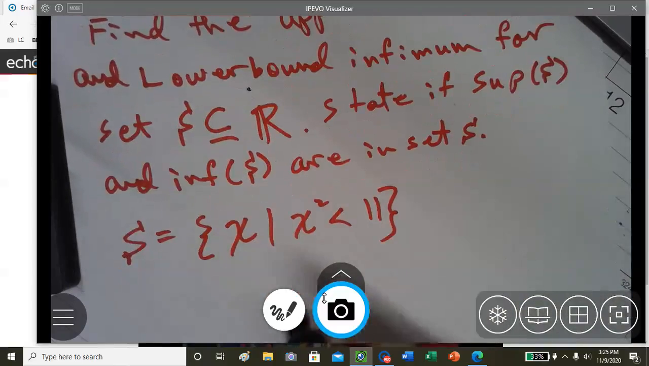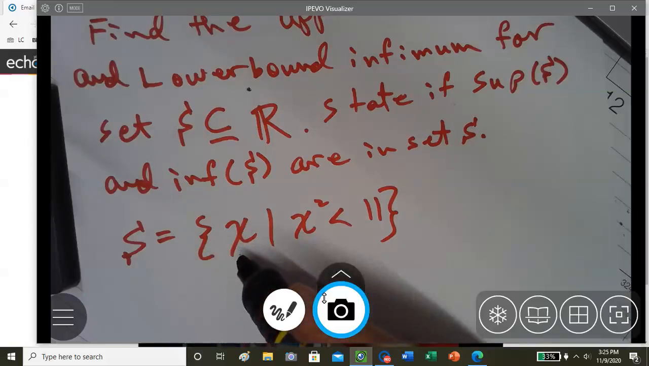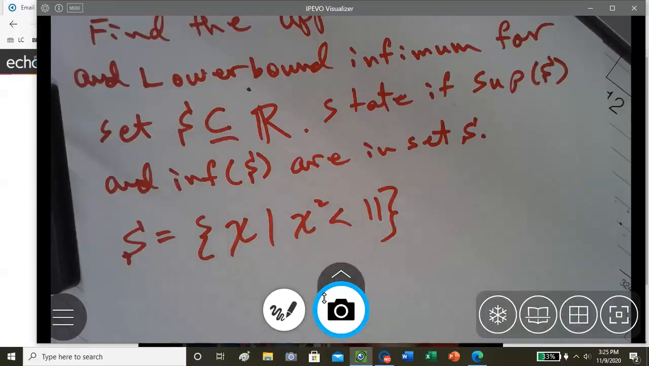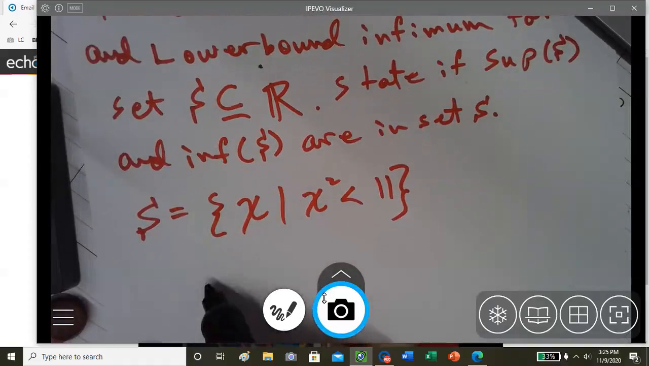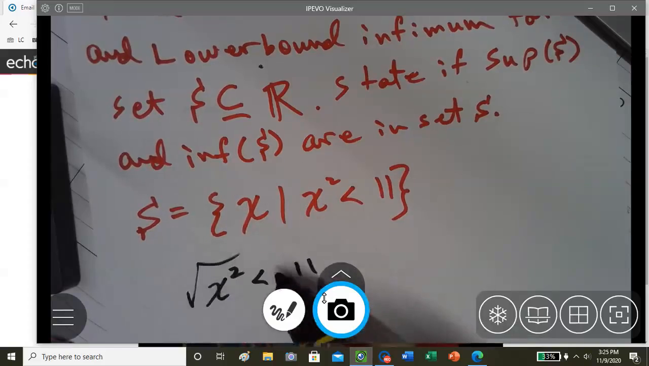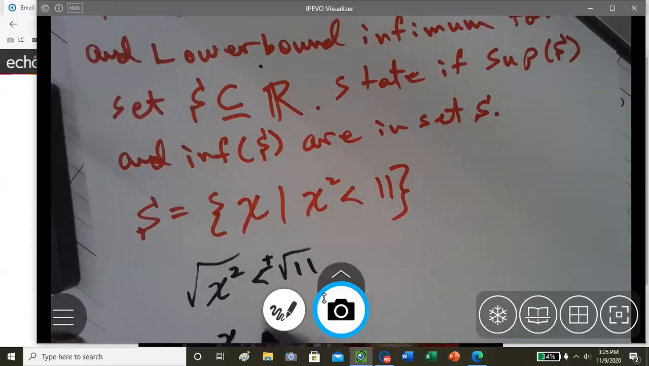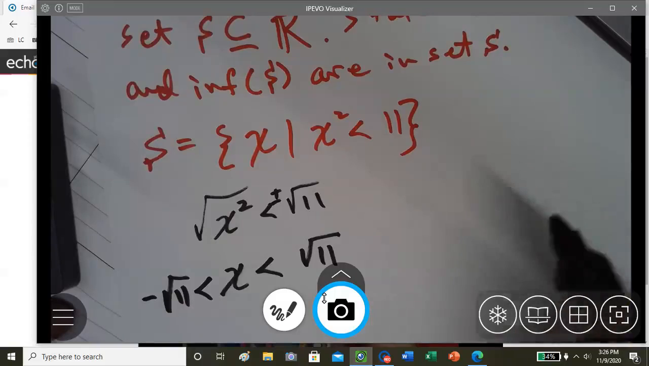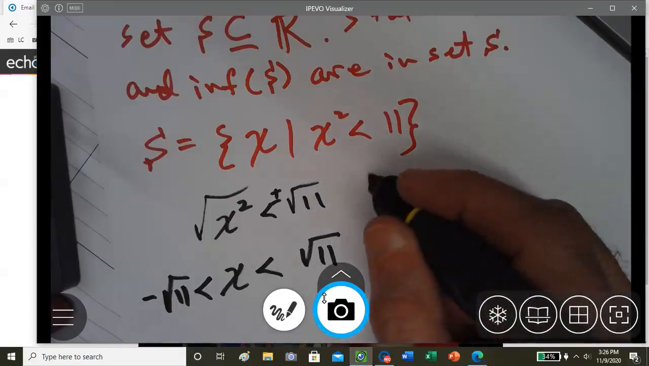Okay, so here we have set S. We have x is an element of set S such that x squared is less than 11. So we take x squared less than 11, and we apply the square root to that, and we get plus or minus square root of 11. So that means x is going to be less than the square root of 11, but greater than the negative square root of 11.